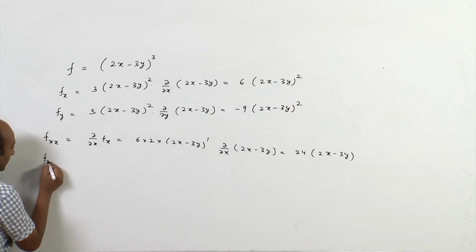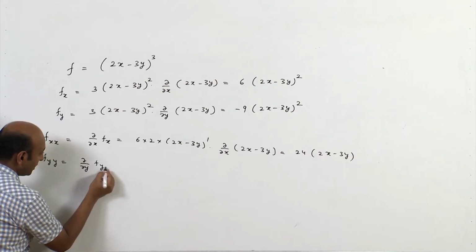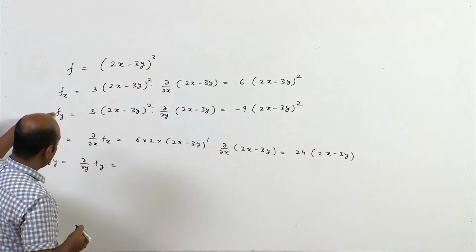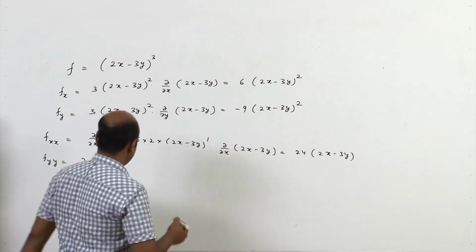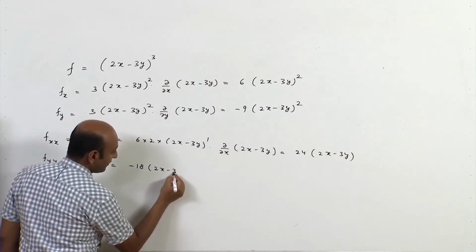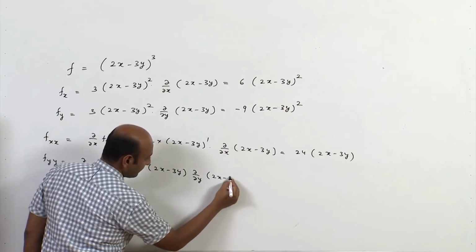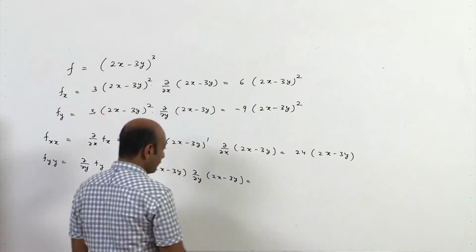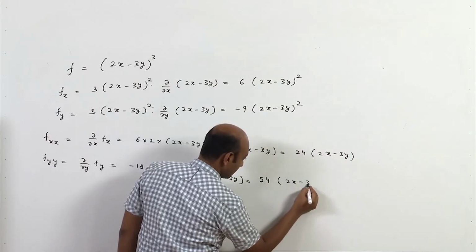Now, if you want to compute f y y, which is del by del y of f y, differentiate this function partially with respect to y. So, it is minus 18 (2x minus 3y) and del by del y of t again. So, that will be 54 times (2x minus 3y).